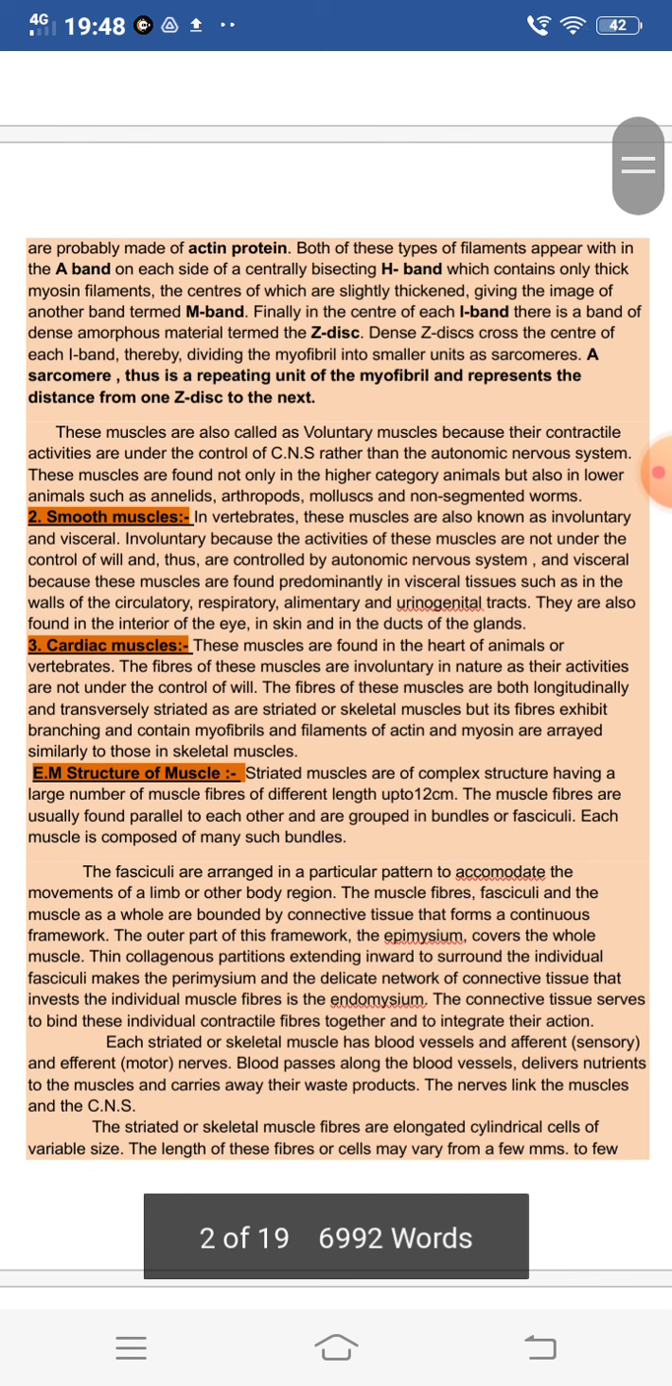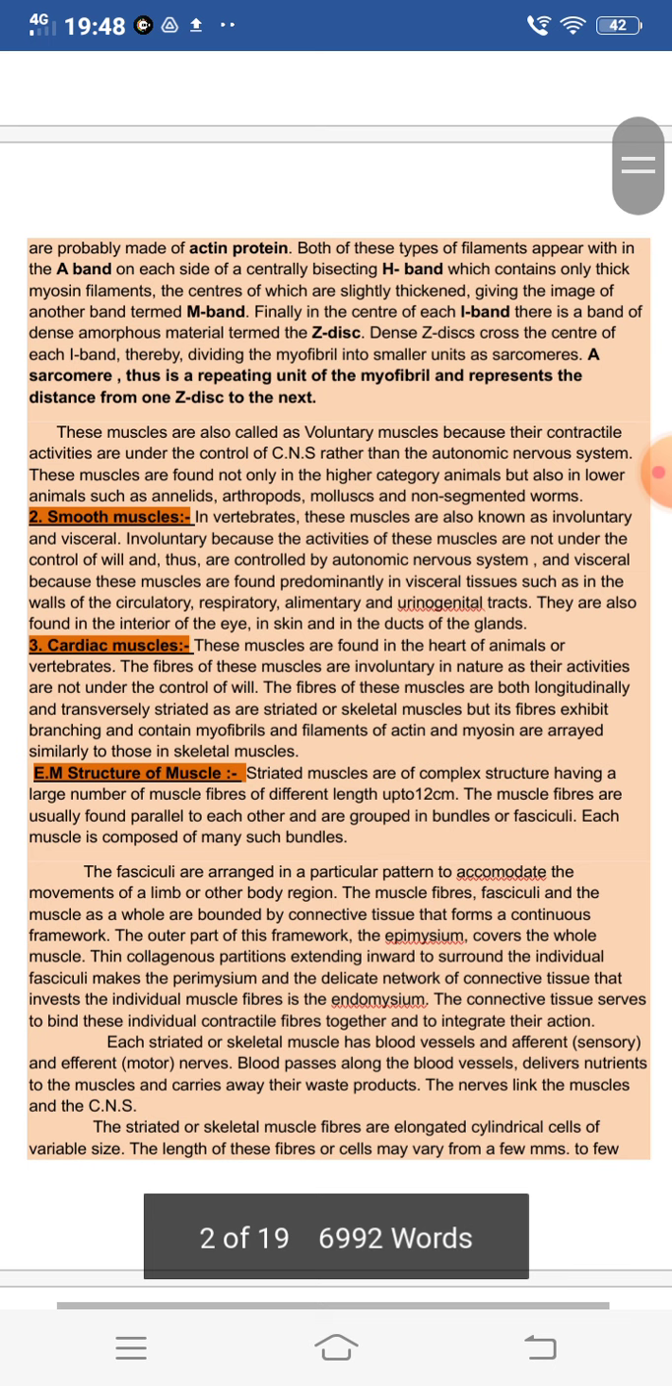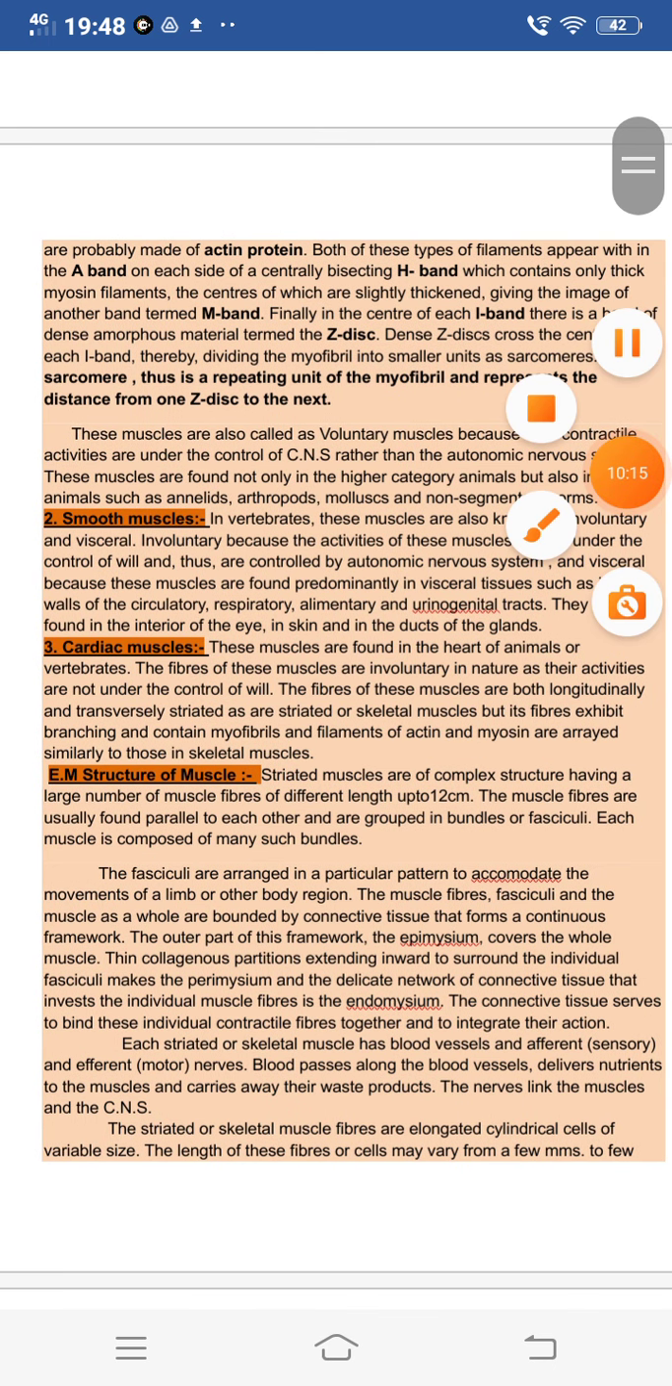Then the third type is the cardiac muscles. These muscles are found in the heart of animals or vertebrates, so they are named cardiac muscles. The fibers of these muscles are involuntary in nature, as their activities are not under the control of the central nervous system, or not under the control of will. So the cardiac muscles are also called involuntary muscles.